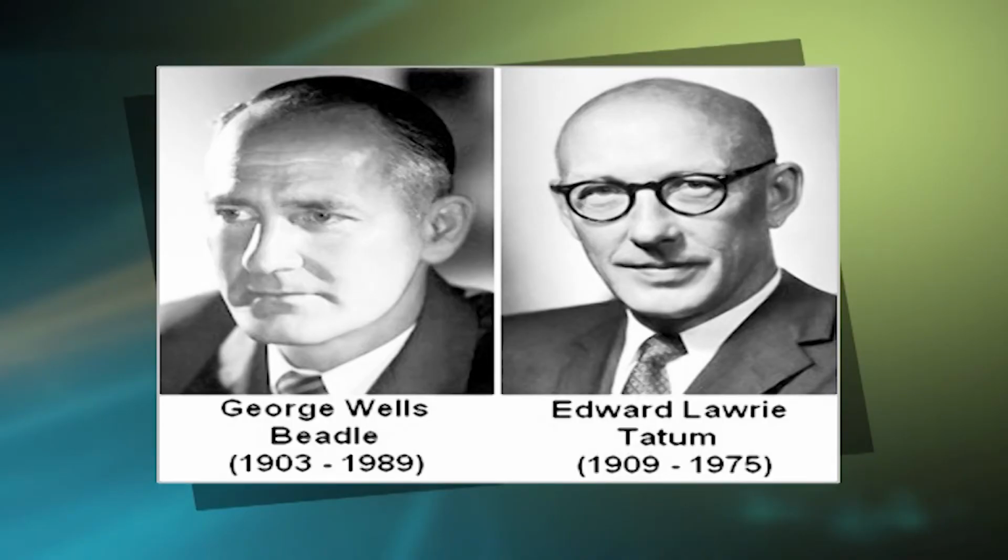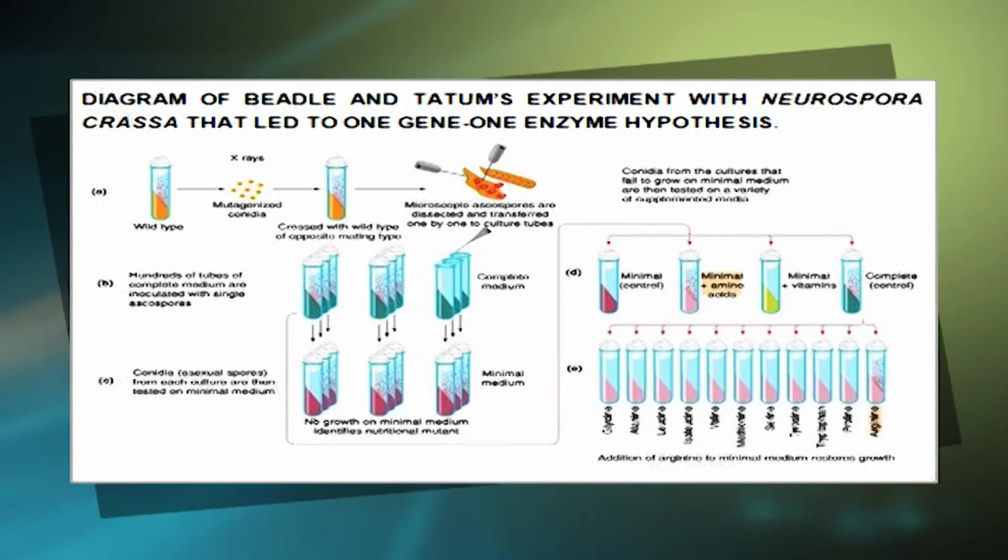Beadle and Tatum tested this prediction by irradiating conidia, that is asexual spores of wild type Neurospora, with ultraviolet light or X-rays and screening the clones produced by the mutagenized spores for new growth factor requirements, and this is very clearly shown in this figure.